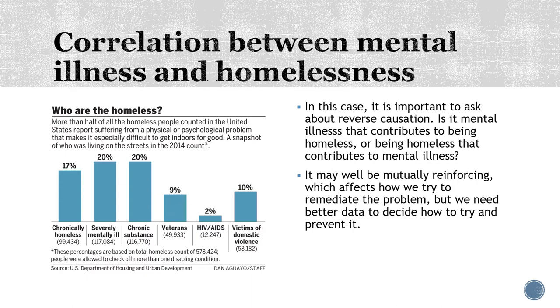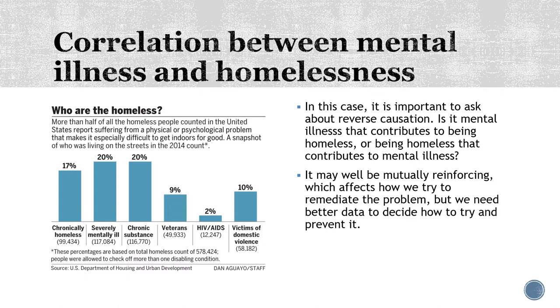Another famous correlation is between mental illness and also substance abuse and homelessness. These are things that have a remarkable degree of overlap. And in this case, the causal picture is much muddier. It's very unclear what's really causing what, and this is one of those cases where you have to be very cognizant of the possibility of reverse causation.